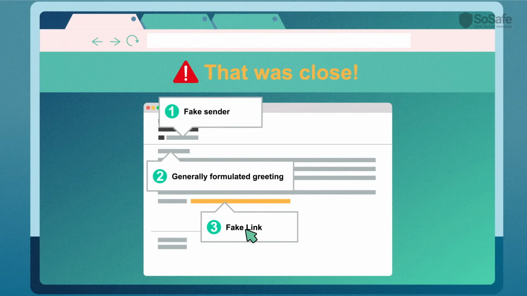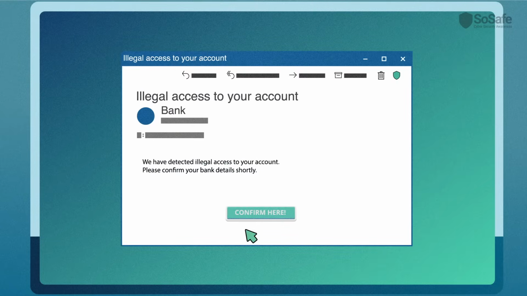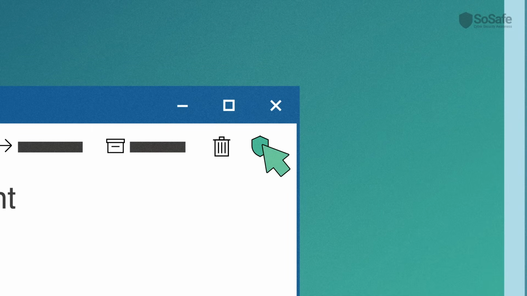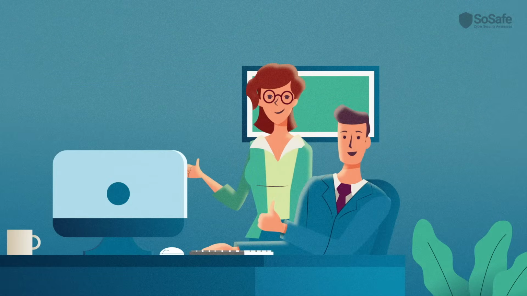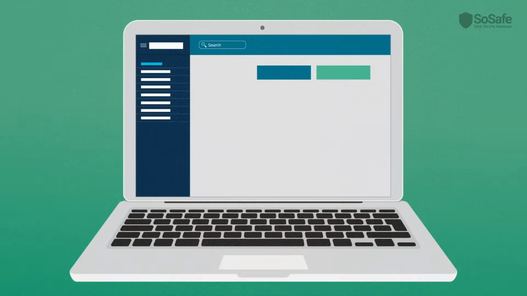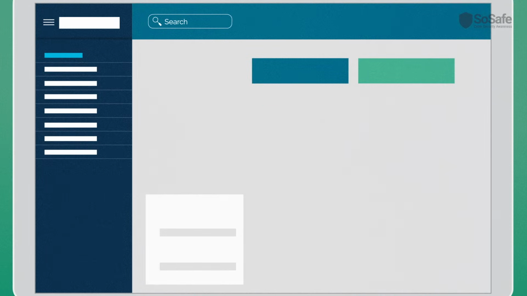In addition, our phishing button makes it easier to report suspicious mails and motivates employees to participate actively in the defense against cyber threats. Understanding by experience. At the same time, your company receives transparency about the degree of danger through phishing and social engineering.